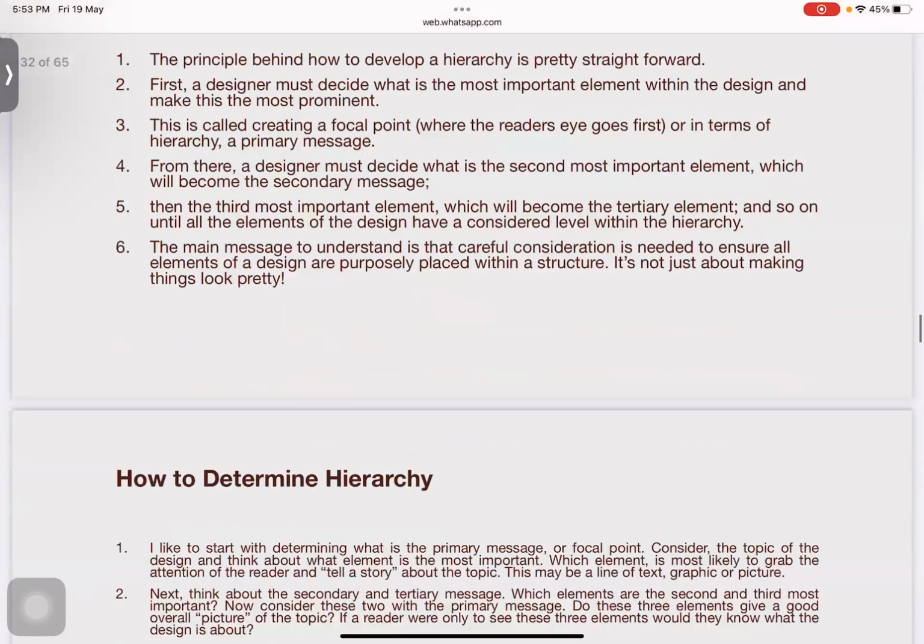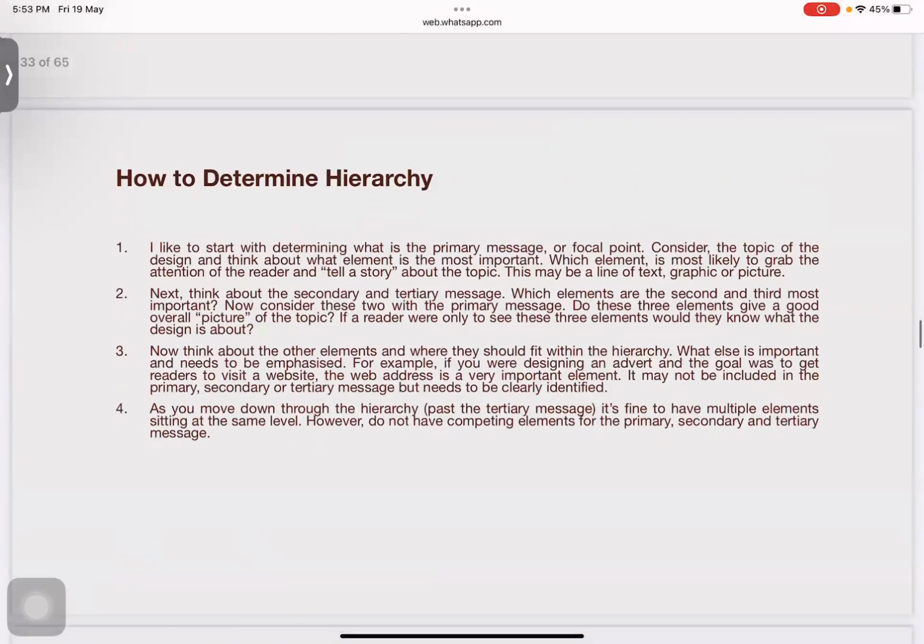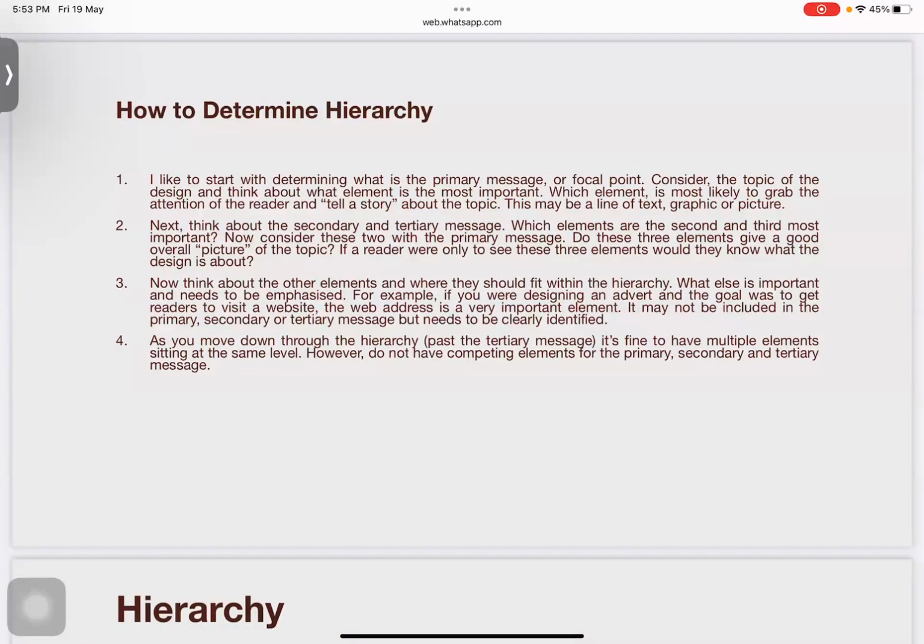So how do we determine hierarchy? I like to start with determining what is the primary message or focal point. Consider the topic of the design and think about which element is the most important, which element is most likely to grab the attention of the reader and tell a story about the topic. This may be a line of text, a graphic, or a picture.